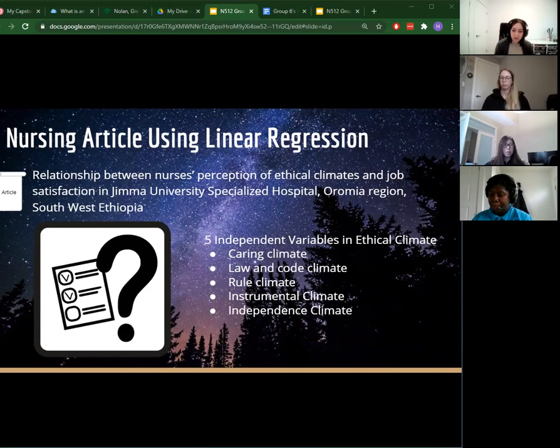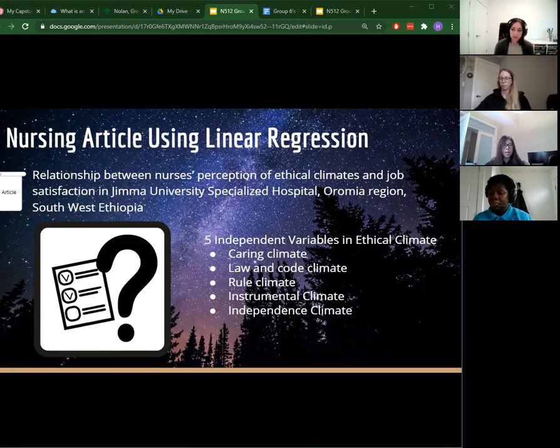Participants: All nurses who are working at the hospital that had work experience of at least 6 months were included in the study. A simple random sampling method was used. A total of 252 nurses participated. Data collection: A demographic, ethical climate, and job satisfaction questionnaire was distributed. The ethical climate questionnaire of Victor and Cullen was adapted. It consisted of 5 different climates: caring climate, instrumental climate, law and code climate, rules climate, and independence climate. Each item was measured on a Likert scale, 1 being completely false and 5 being completely true.